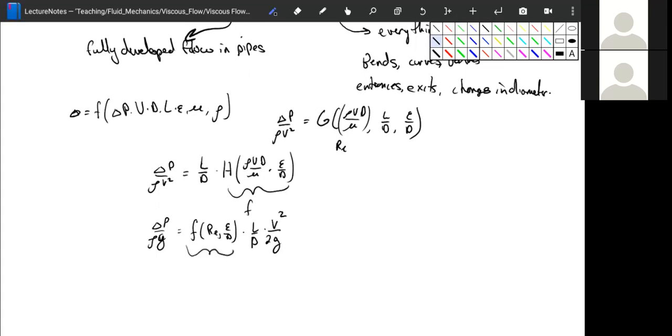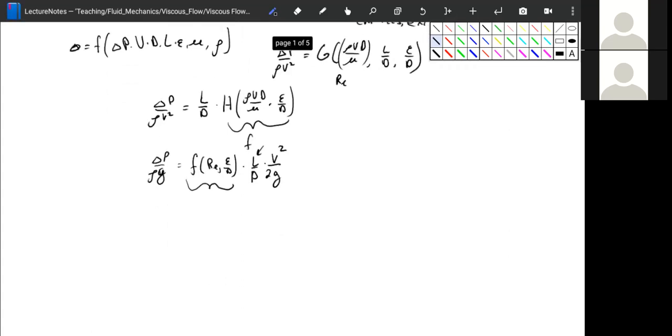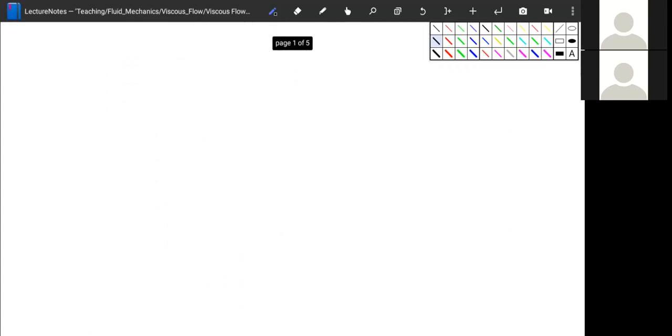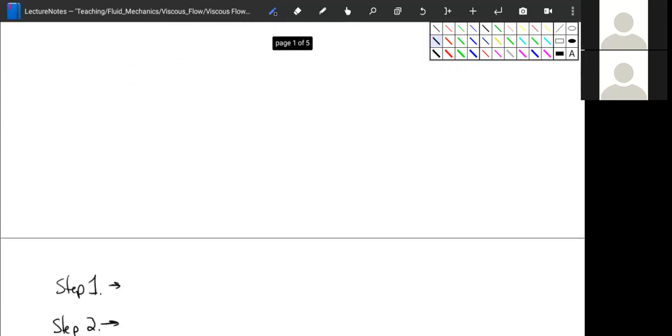The difficult part about major head loss is figuring out what this friction factor is. L over D is easy. It's the length of the pipe divided by the diameter, but figuring out this friction factor is not trivial. And how do we find f? Well, we use a Moody chart.